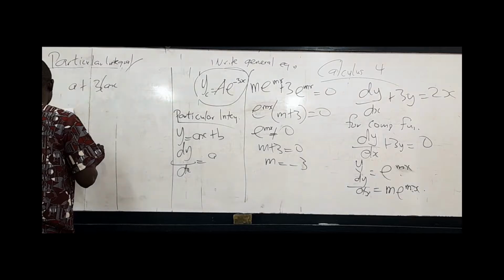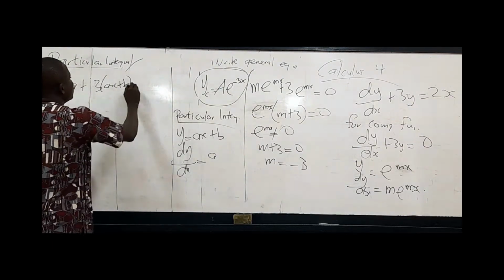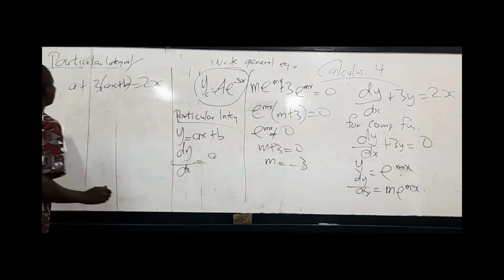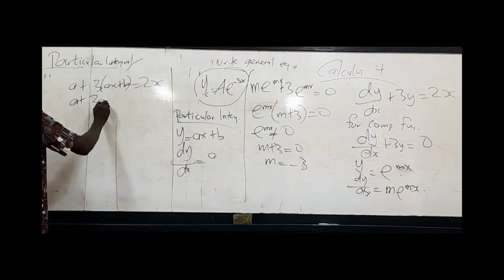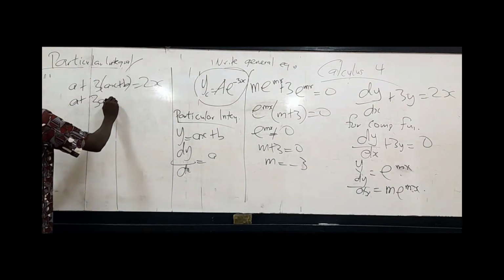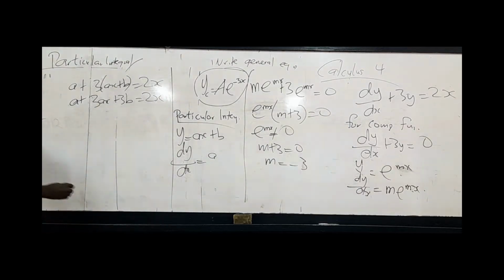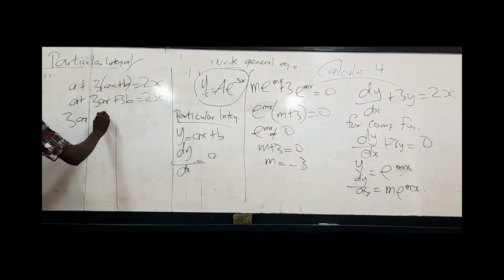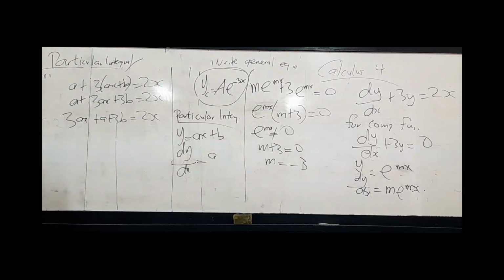Ax plus b is equal to 2x. So I'm having a plus 3ax plus 3b is equal to 2x. If I want to rearrange, I'm going to have 3ax plus a plus 3b is equal to 2x, right?